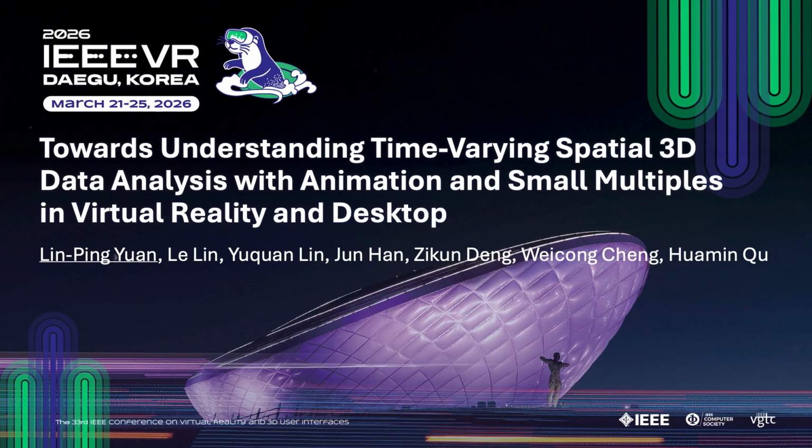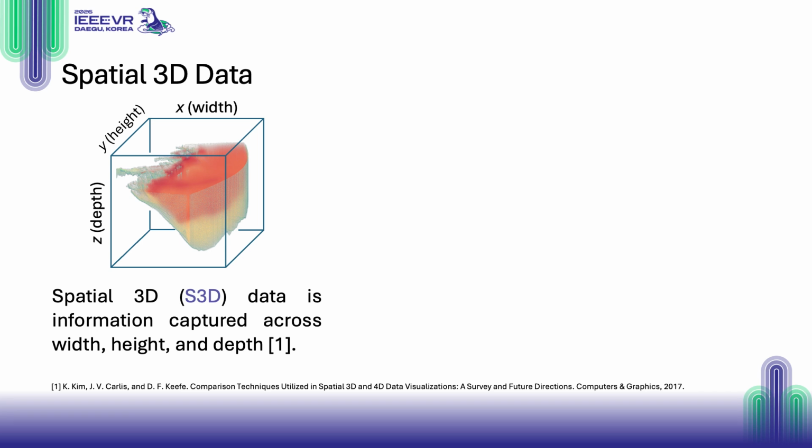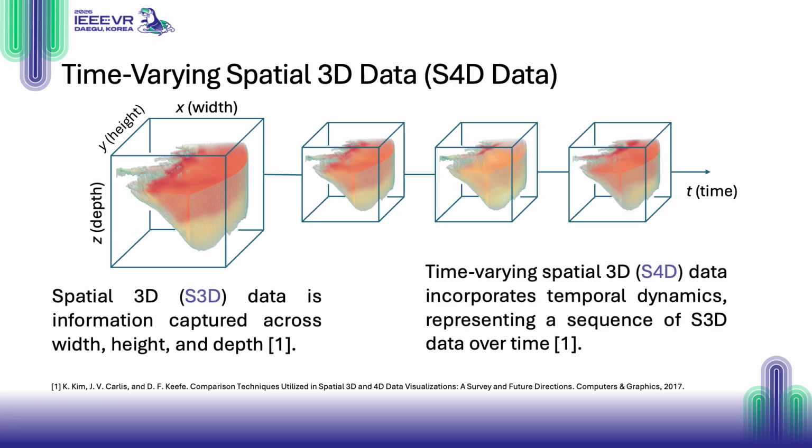In this video, we present our work towards understanding time-varying spatial 3D data analysis with animation and small multiples in virtual reality and desktop. What's spatial 3D data? It's information captured across width, height, and depth, with spatial relationships playing a crucial role. Time-varying spatial 3D data, which we refer to as 4D data, extends this concept by incorporating temporal dynamics, representing a sequence of spatial 3D data over time.